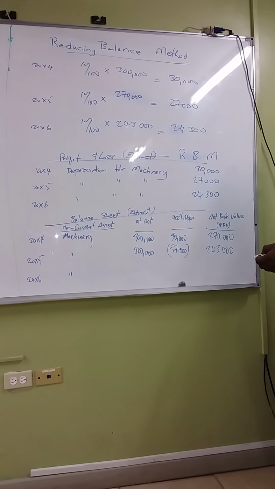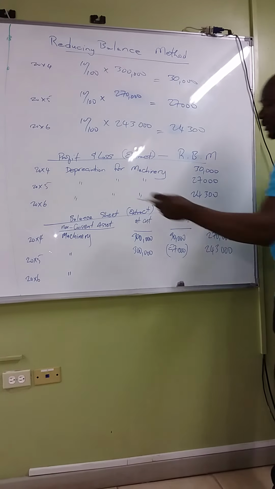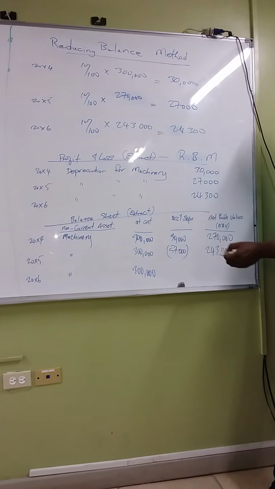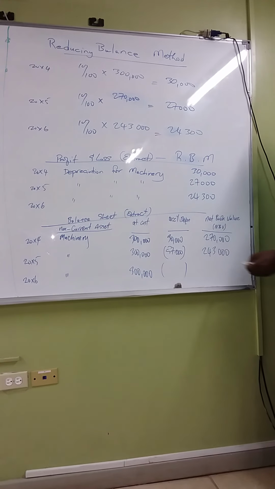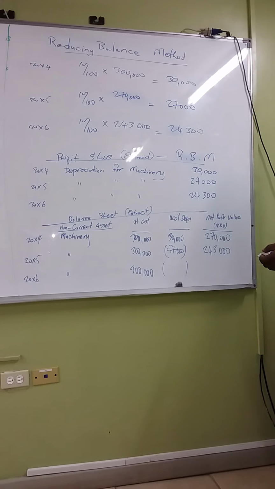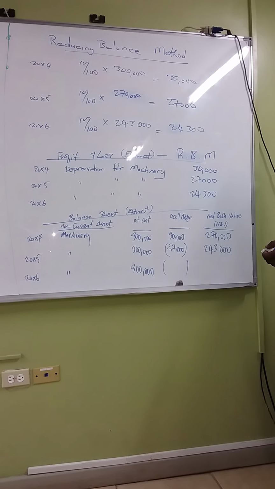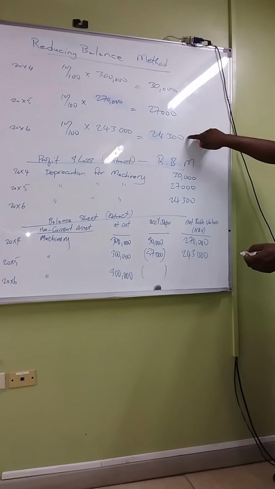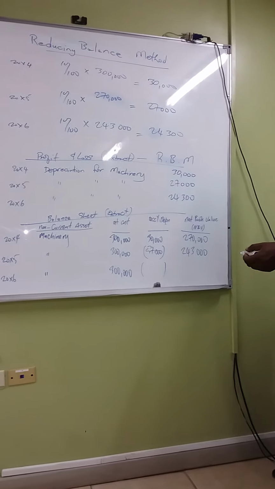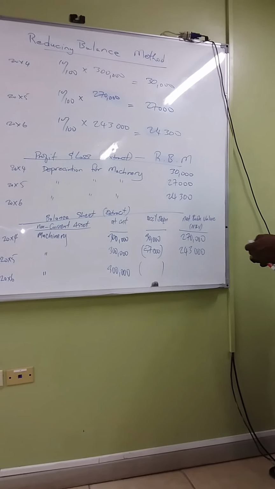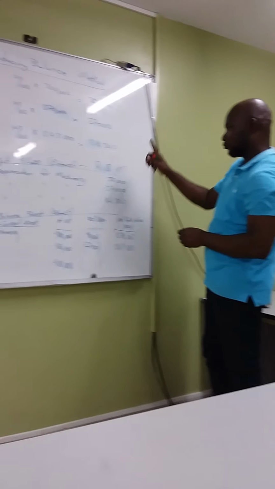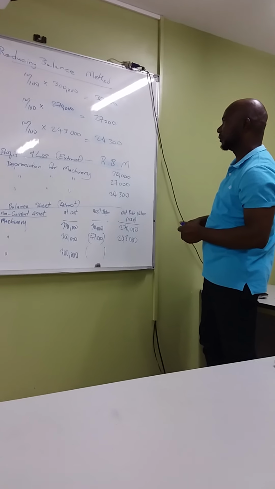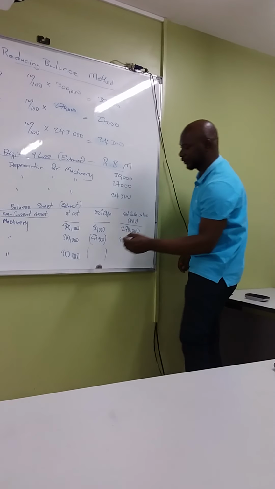243,000. Now in 2006, your cost price again is what? 300,000. Remember, cost price can't change, right? Now you're looking for your accumulated depreciation, which would be year 1, year 2 plus the third year. Now your accumulated depreciation there seems to be 57 plus 24, 81,300.